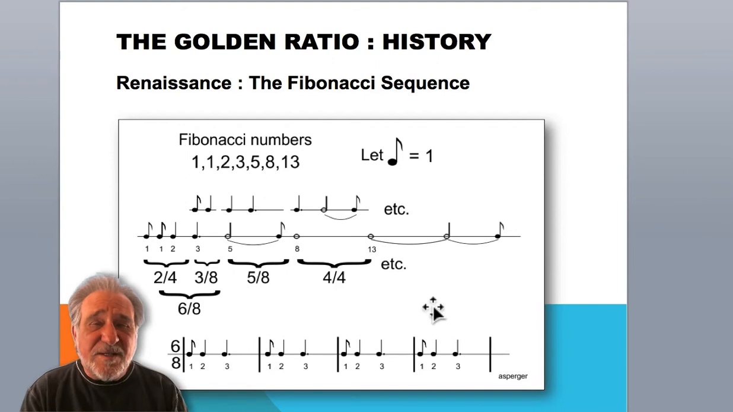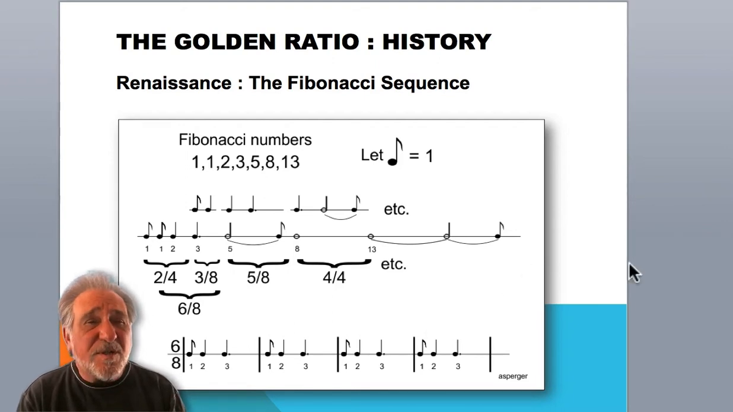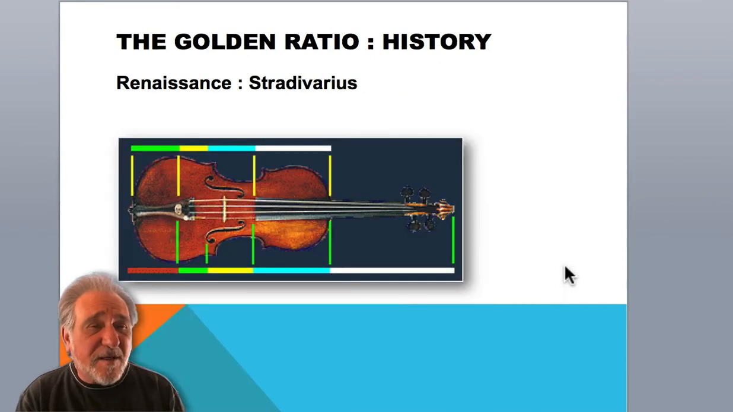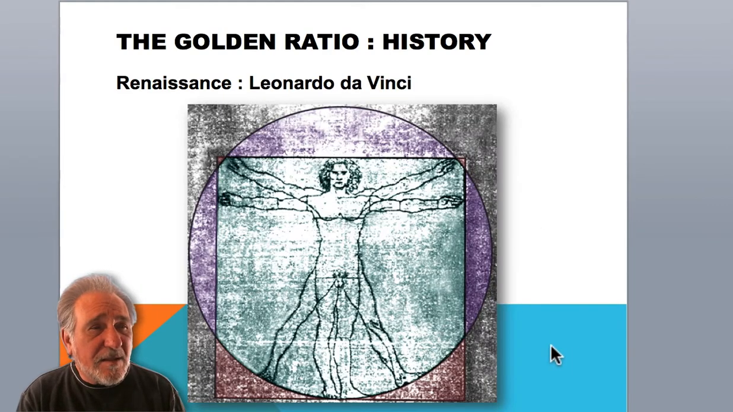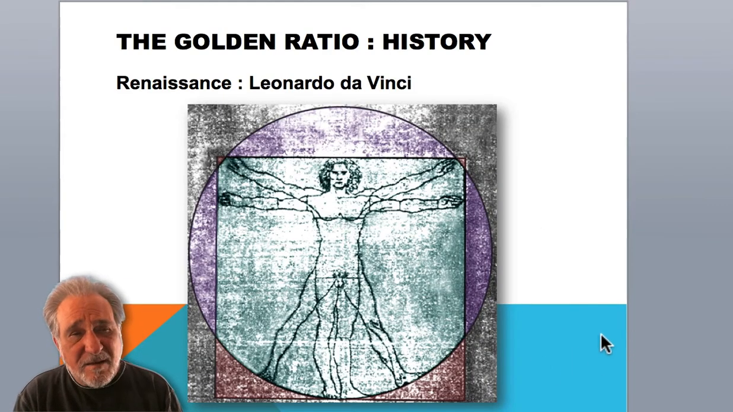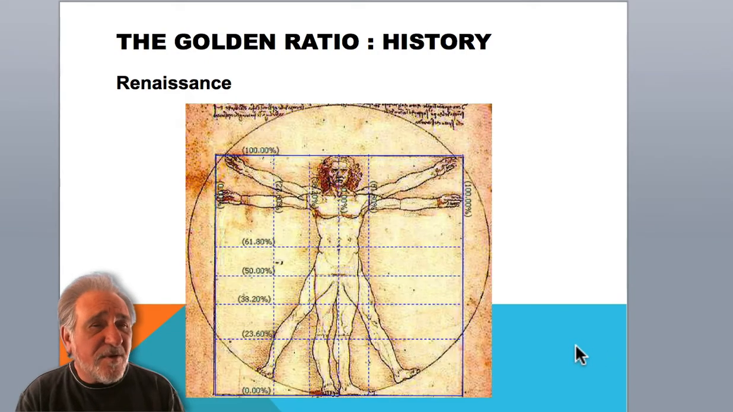I just am trying to show you that there's a lot of different ways that this proportion has been found and extrapolated on. For example, the Stradivarius violin, we find those proportions all over the place. And the human body, we talked about that. Leonardo da Vinci took it quite a bit further.